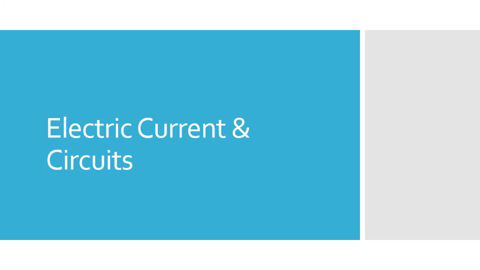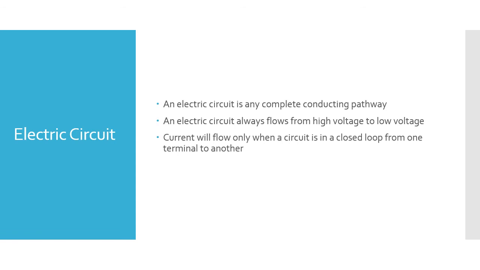In this section, we're going to look at electric current and circuits. An electric circuit is any complete conducting pathway. So let's say we look at a simple circuit. A simple circuit has a battery or some kind of power source, and usually to show what that looks like, we would use two lines, one a little bit longer than the other, because the longer one represents positive and the shorter one represents negative.